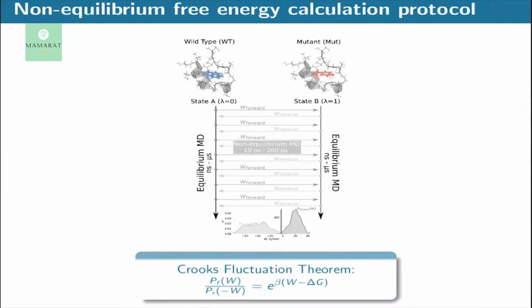During each of these transitions, we record the work required to perform this transition, and plot them in a histogram way, as it's visualized there in the small histograms on the slide. Once we do this, we can also use Crooks fluctuation theorem and extract the free energy difference between those two states.